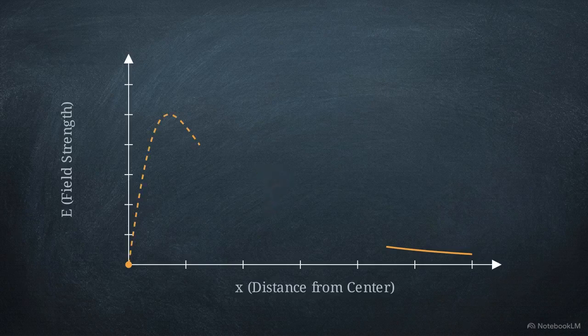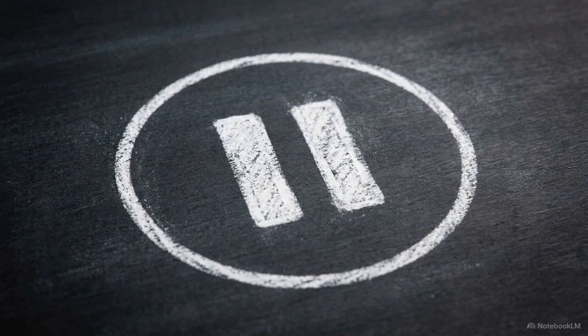For the field to rise from 0 and then fall back to 0, it must reach a point of absolute maximum strength somewhere along that path. To find that specific coordinate, you can pause the video here.